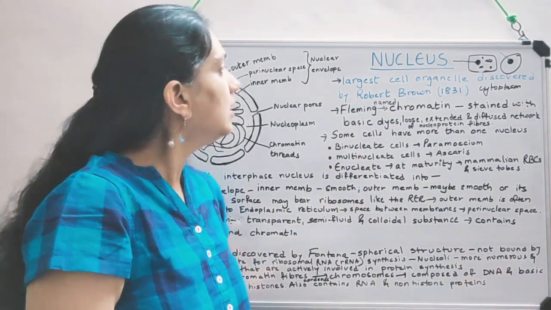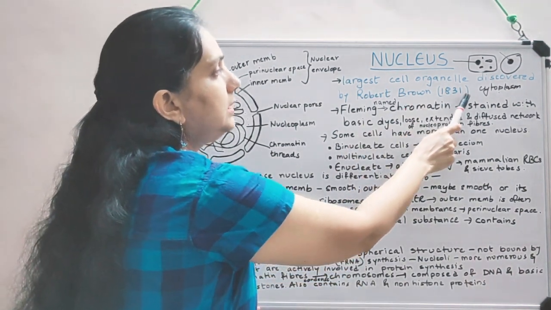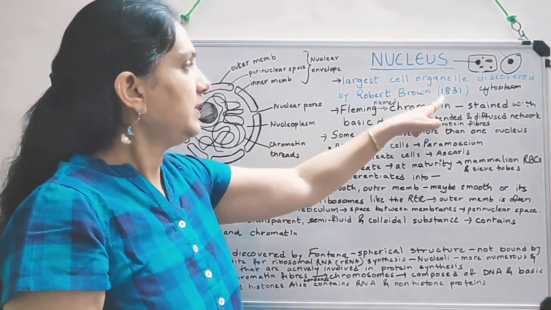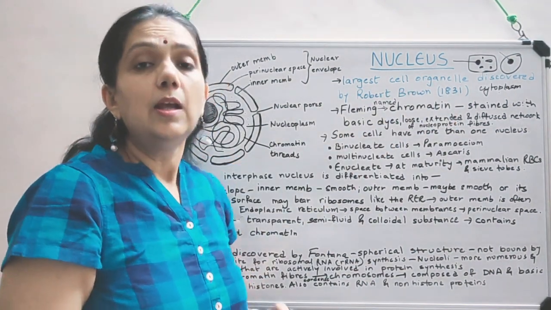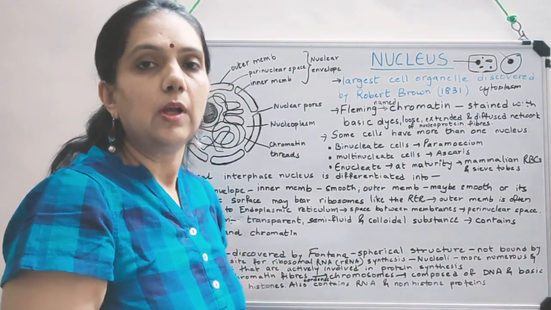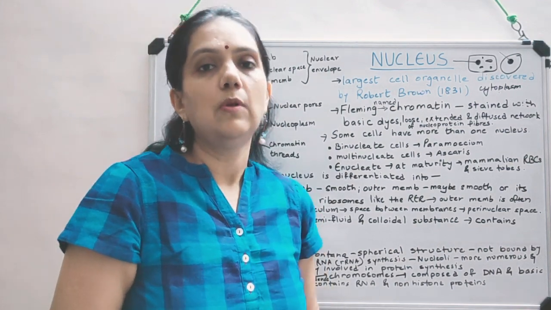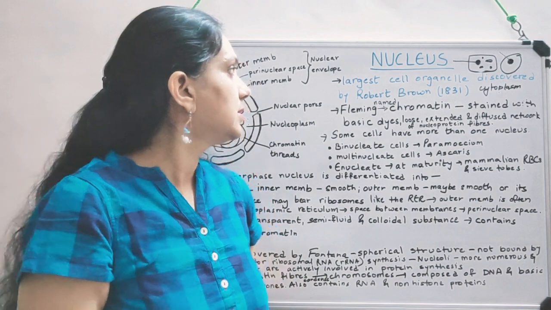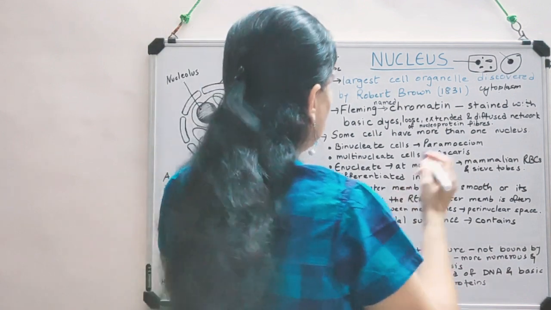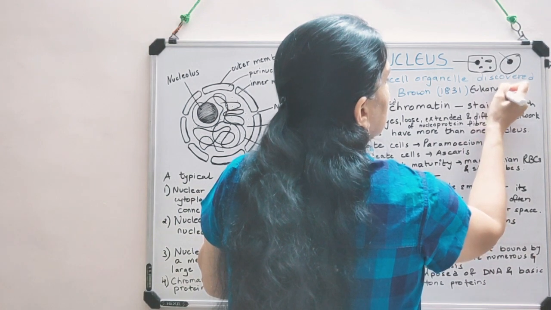Now history says that it was discovered by Robert Brown in 1831. Nucleus was discovered by Robert Brown in 1831, and nucleus is the largest cell organelle of eukaryotic cell. You should remember here, prokaryotes have nucleoid and no nucleus. So nucleus is the largest cell organelle of, I should mention over here, that is of eukaryotic cell.